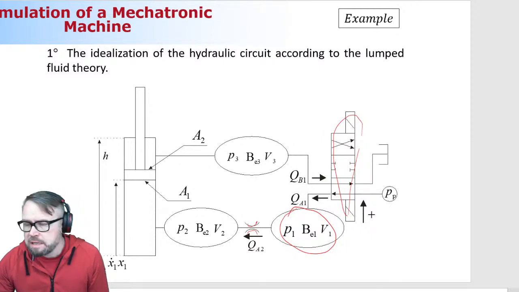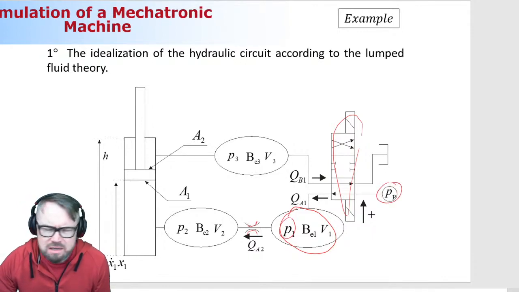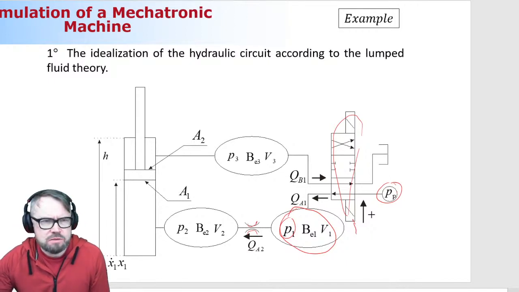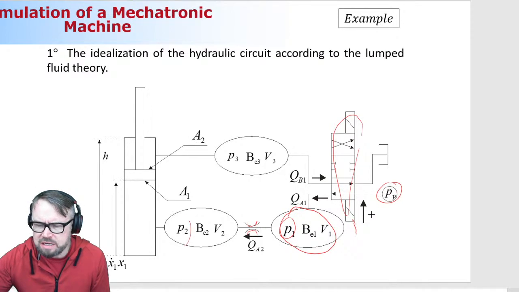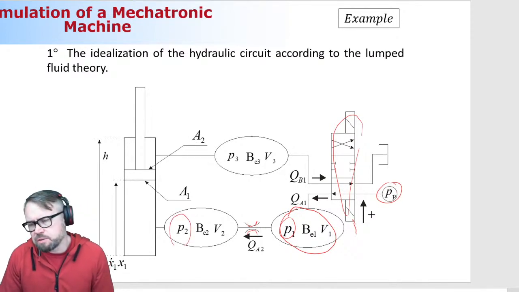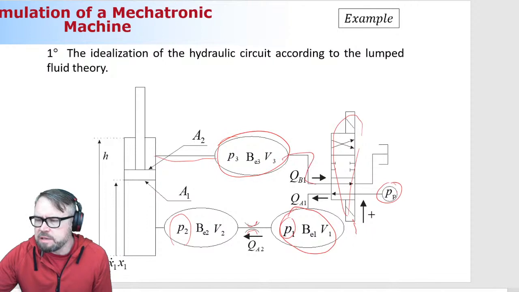So it's not a fair assumption to say that the constant pressure source and the pressure P1 are the same. For sure they're not, and that's simply because of the direction valve. And it's not a fair assumption to say that P1 and P2 are the same because there's a throttle between these two volumes. Okay. Then on the piston rod side we have P3, and that's about it.